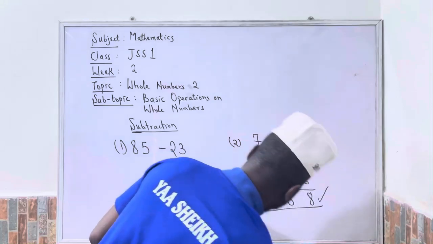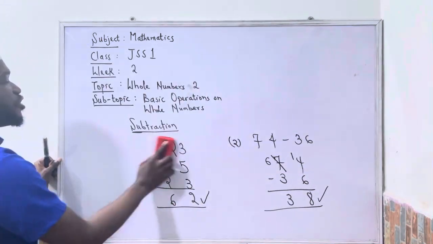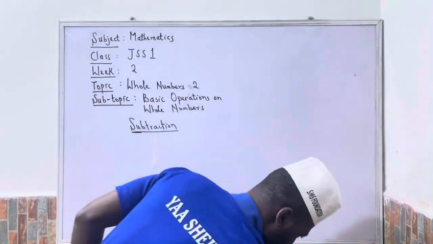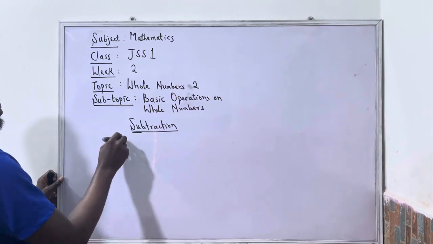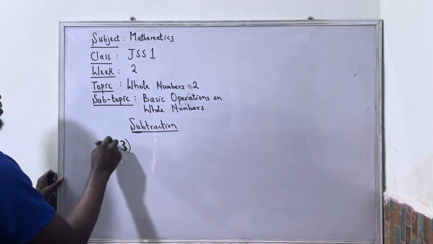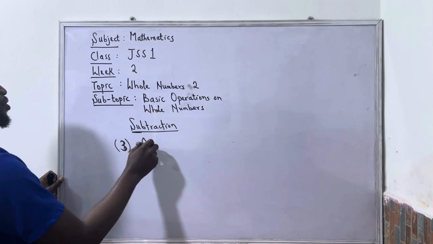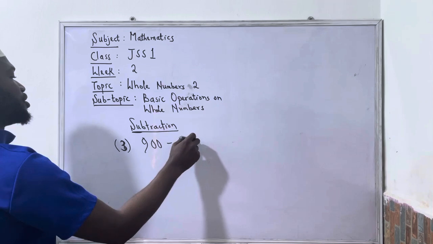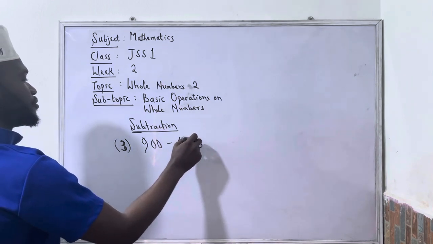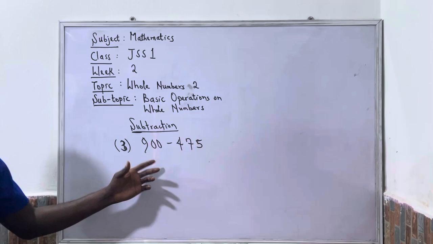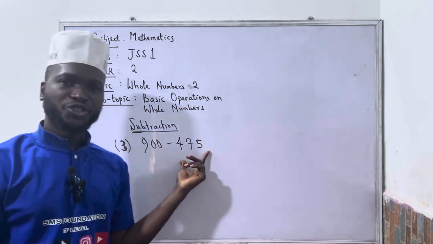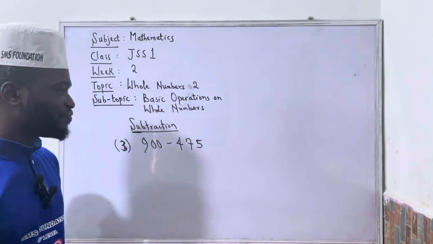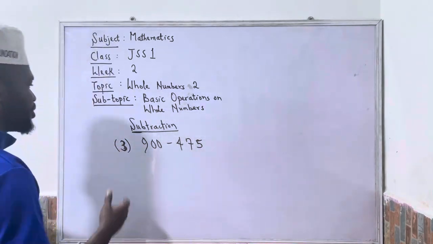However, let's deal with those ones that normally have zeros, a bunch of zeros. So let's say we have 900 minus 475. So now we have 900 and we want to take away 475. These are some of the questions that confuse a lot of students, but we have to deal with it.